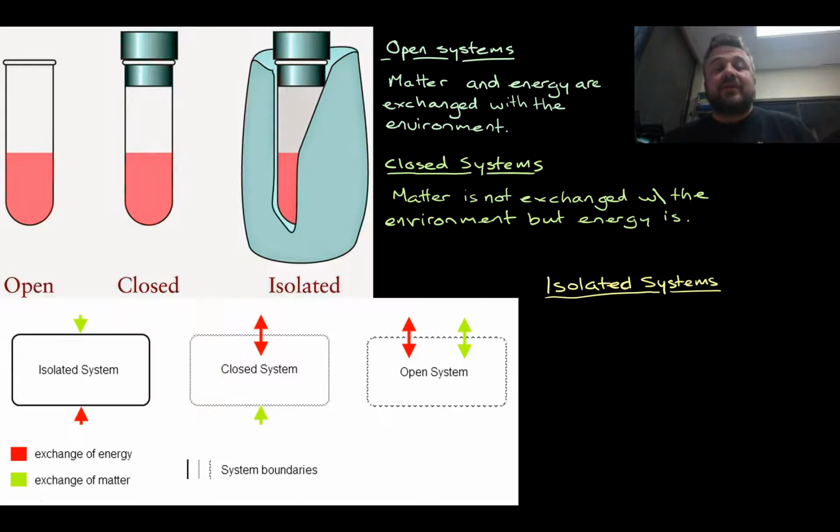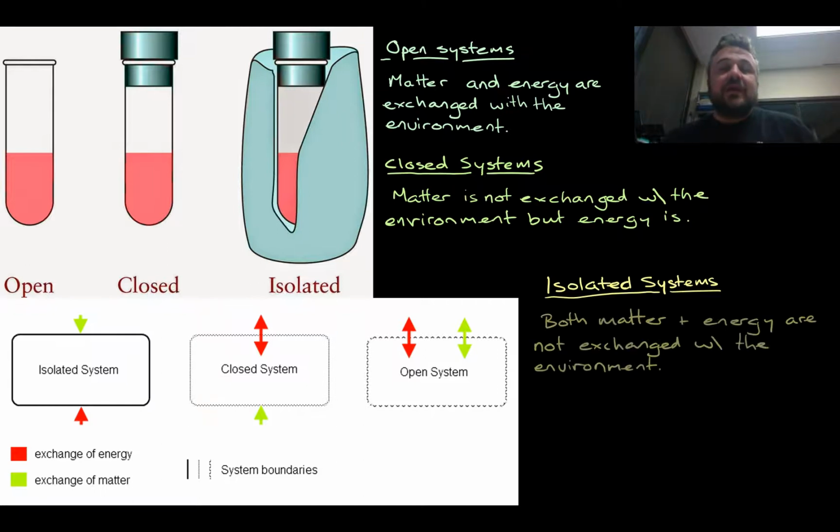A closed system is one where matter isn't exchanged at all, but energy is. And we see this with our test tube here. It has a stopper on the top. It's not exchanging any matter, but the energy is able to move in and out because it's just glass. Glass isn't a great insulator. And then we have an isolated system, and this is our insulated test tube. It's actually quite hard to get a perfectly isolated system. And this is one where both matter and energy are not exchanged.